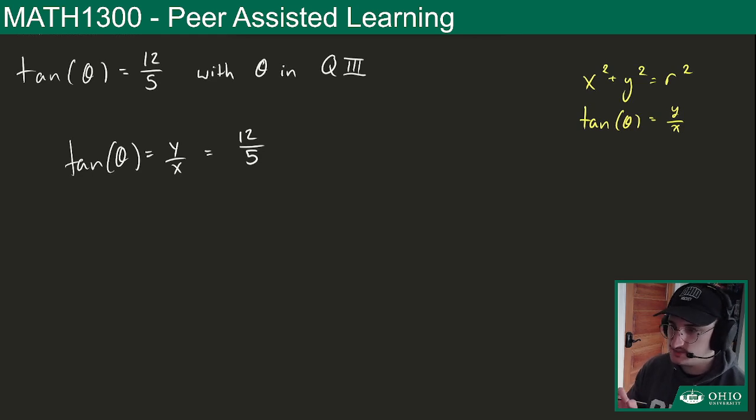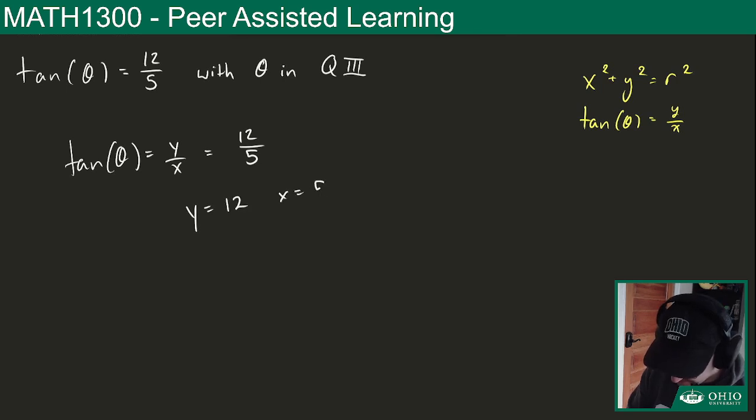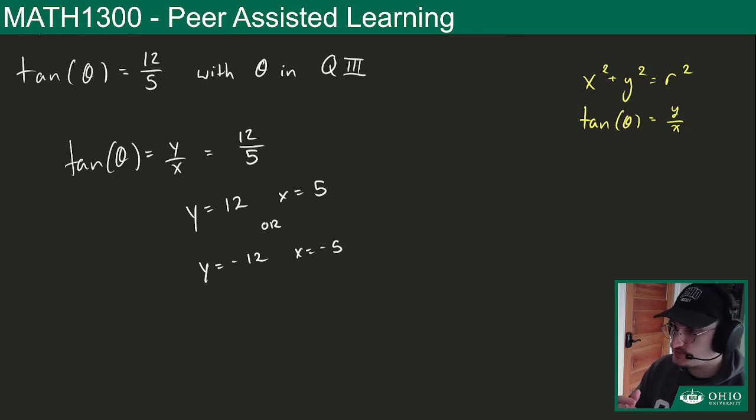But we need to be slightly careful because the final result, 12 over 5, can come from two cases. That can mean y is positive 12 and x is positive 5, or y equals negative 12 and x equals negative 5. Either of those cases will give us a positive 12 over 5 because the negatives will cancel. So we want to investigate to find out what the actual values of x and y are. That's where this line comes in, Q3.